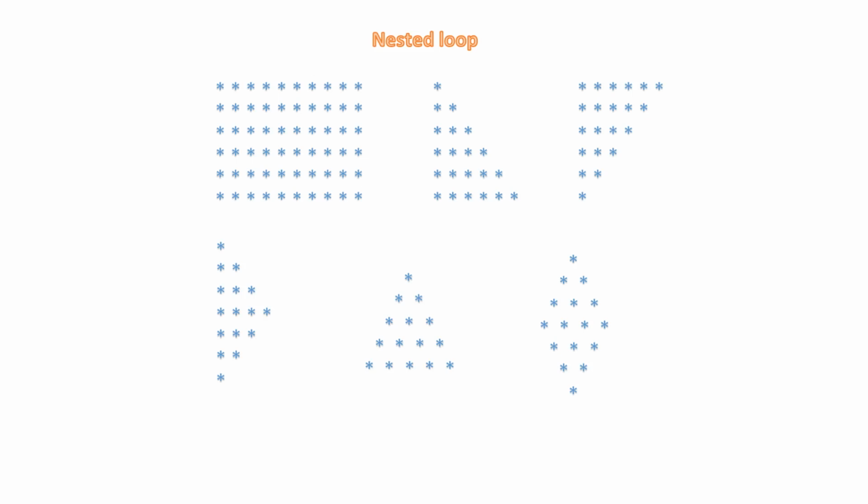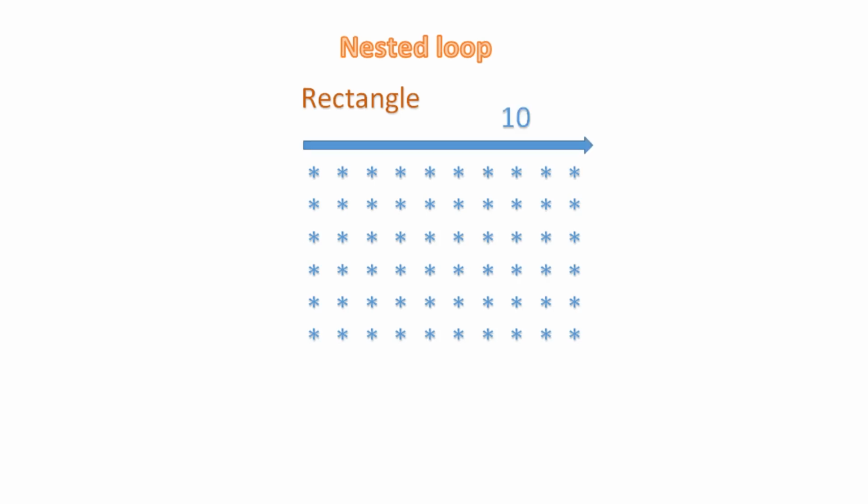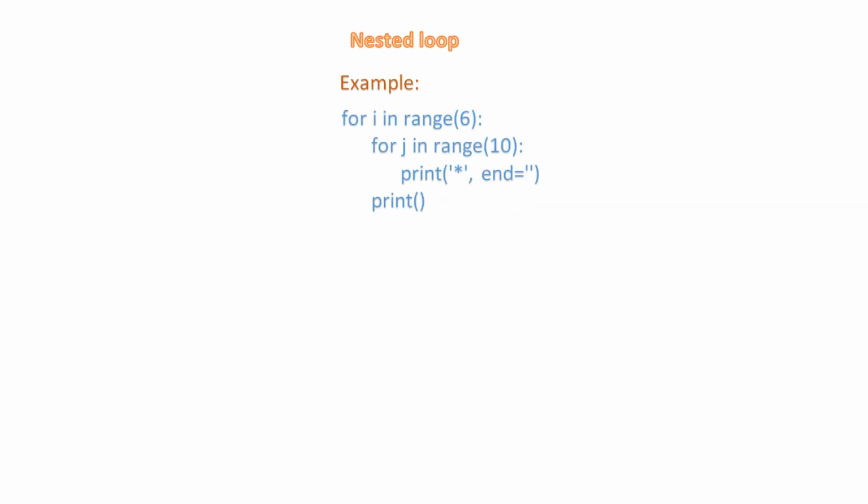Let's write some programs to print asterisks in patterns such as rectangle, triangle, inverted triangle and many more using nested loop. We can have many ways to solve a particular problem in Python. But here I am using nested loop specifically to solve these problems. Let's start with rectangle. In this pattern, I want to print 10 asterisks in a line for 6 times. Let's see an example. I am using a for loop with range of 6 to print 6 lines. And I am using an inner for loop with range of 10 to print 10 asterisks in a single line.